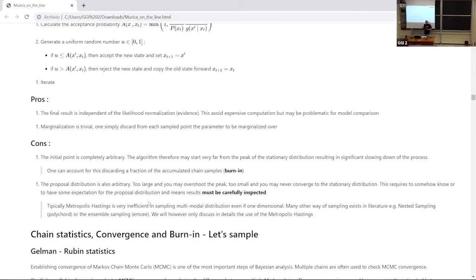The proposal distribution is also arbitrary, meaning that if your proposal distribution has too small a step, then you can have too small moves, and then you do not sample the parameter space very efficiently. And at the same time, if it's too large, then you can just never converge because your movements are too big, and you never get the right direction inside the parameter space. So these two cons mean that you need to carefully check your result before concluding anything about your parameter space.